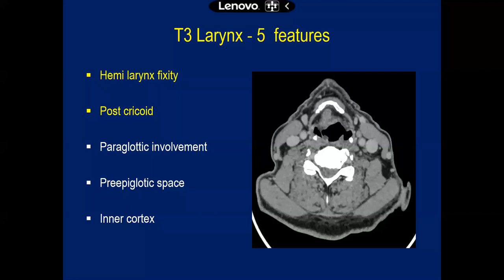T1, T2 with nodal disease, that is N1 or N2, that is the second group. These are treated by a definitive chemoradiation program. Third group is the T3 disease, T3 disease with no functional issues, like no aspiration. Group 4 is cartilage destruction.